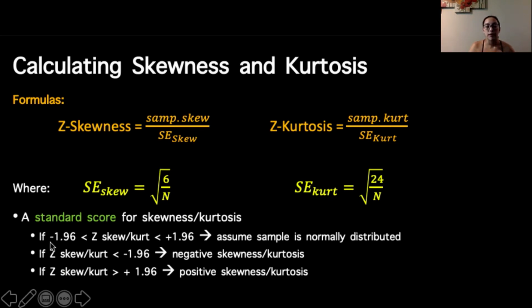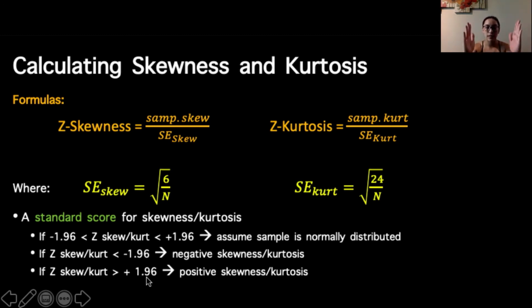So if you have a value less than minus 1.96 for skewness, that's going to reflect negative skewness or negative kurtosis. Okay, so if z-skew or z-kurt is less than negative 1.96, you have negative skewness or kurtosis. If your z-skew or your z-kurt is greater than positive 1.96, we say that you have positive skewness or positive kurtosis. The reason we chose 1.96 is that it is identified with the 95th and the 5th percentile.